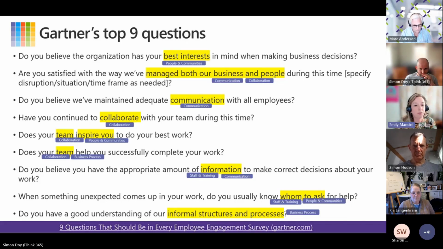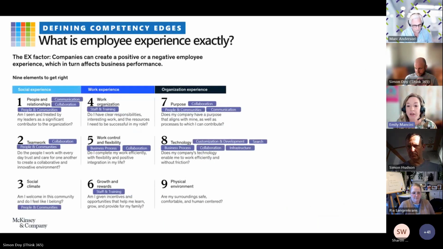All right, so moving forward off of our top 9 questions for Gartner, now let's take a peek at what McKinsey & Company thinks. They have 9 elements for employee experience that they think you need to get right, in 3 different pillars. You'll see we have social experience, work experience, and then organization experience.